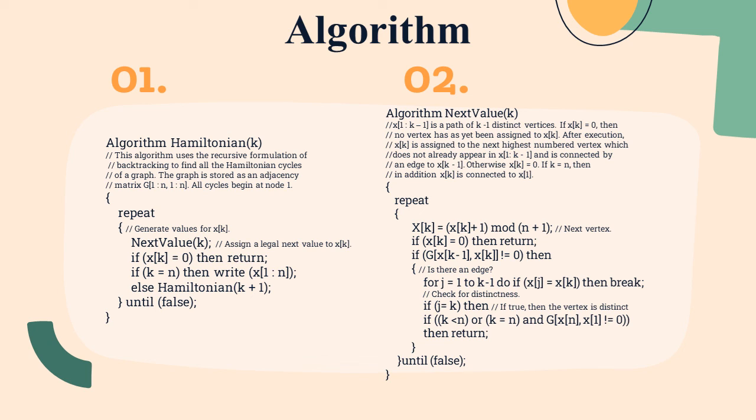in which it checks if it is 0, that is, there is no node possible, then it returns to the previous node, that is, it backtracks to the previous node to find any other possible value. If k = n, then write x[1:n], else Hamiltonian(k+1). That is, if it is the nth position, then write the Hamiltonian cycle, it is the cycle, or else it continues to track the numbers that are possible.